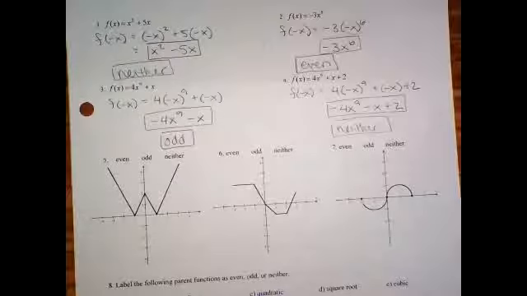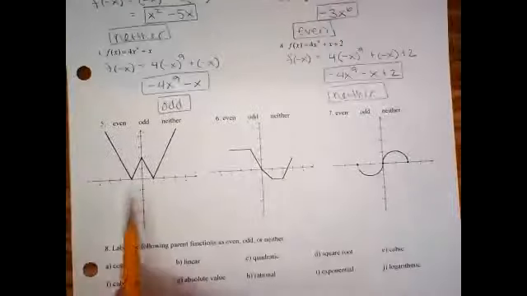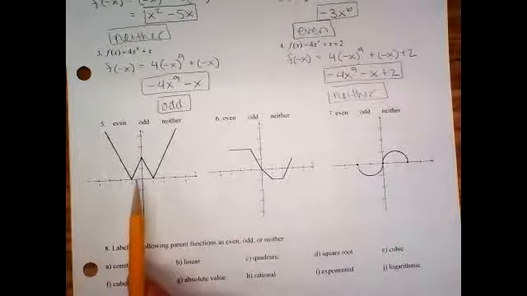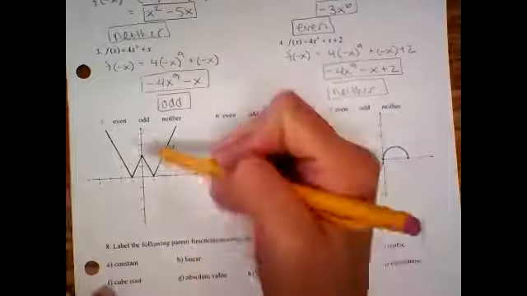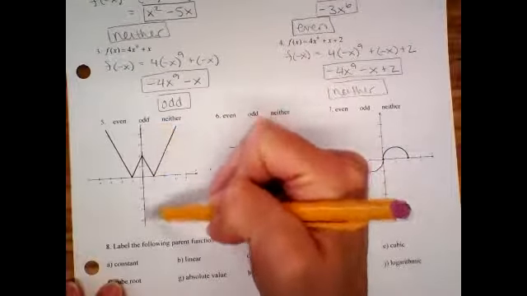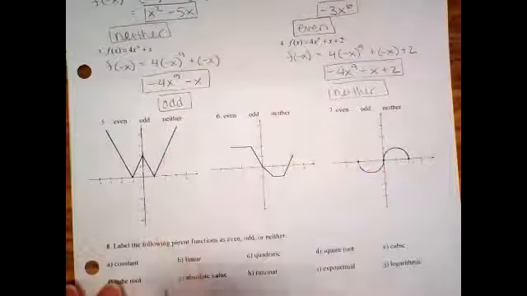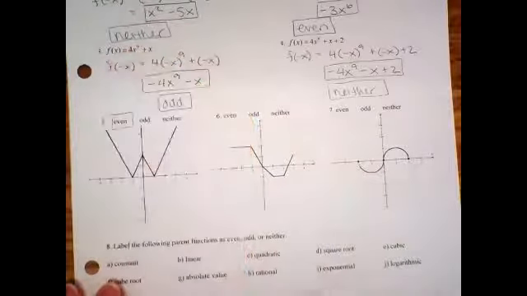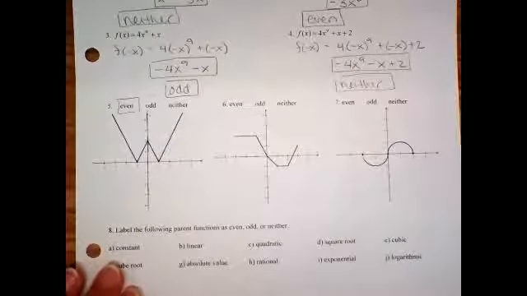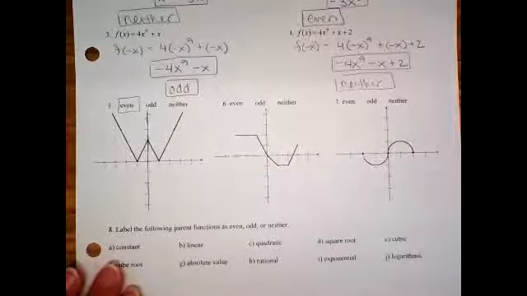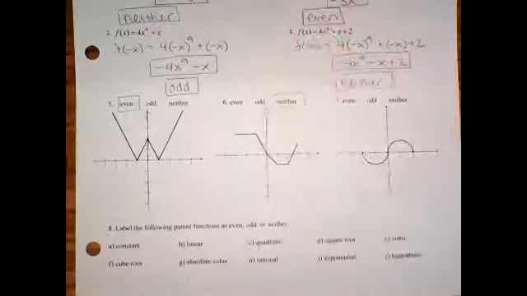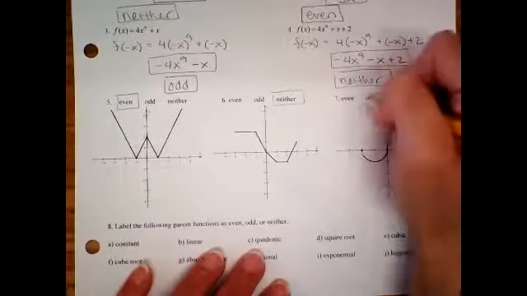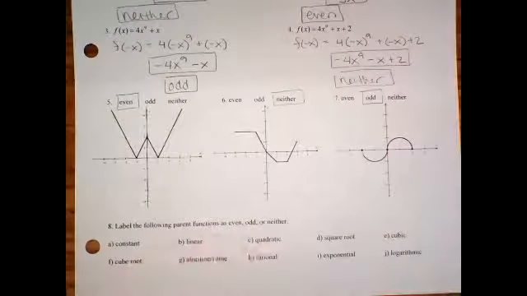And then these ones we're going to look at just visually. So what do you think about number 5? Is there symmetry to the y-axis, the origin, or neither? Yeah, good. Symmetry to the y-axis. You see that there? You could flip this over. So that one's even. And how about number 6? Looks like the Big Dipper. Yeah, neither. There's no symmetry there. And then 7 is odd.